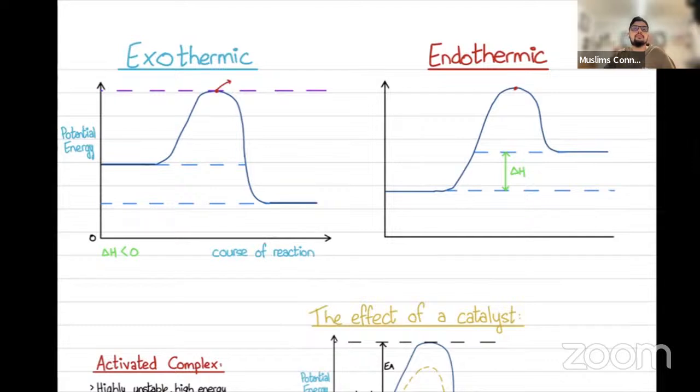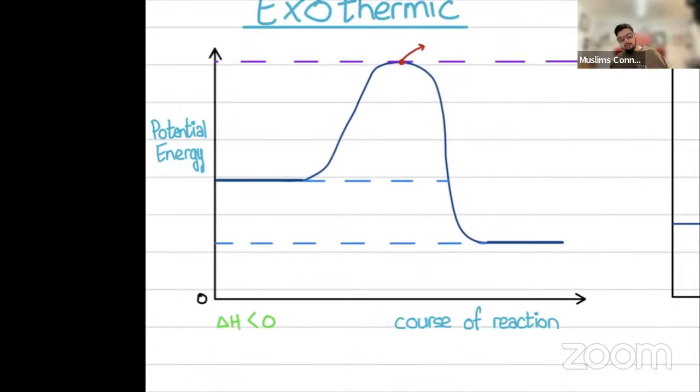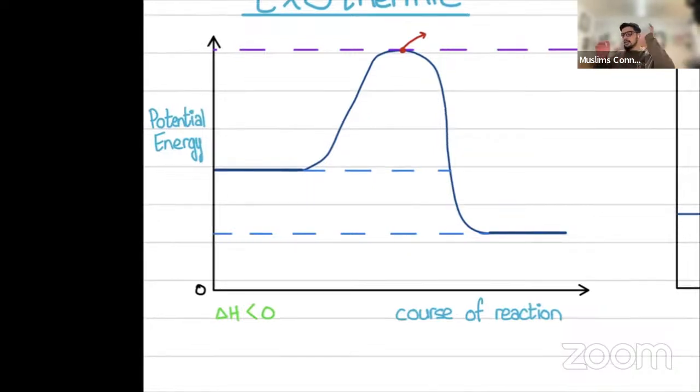Okay, so this is a potential energy versus course of reaction graph. Now you must be asking, what is course of reaction? Course of reaction is just basically describing the reaction as it occurs. We're not adding a time, but it basically represents time without any particular unit. So course of reaction is as the reaction is taking place. So it's a potential energy versus course of reaction graph.